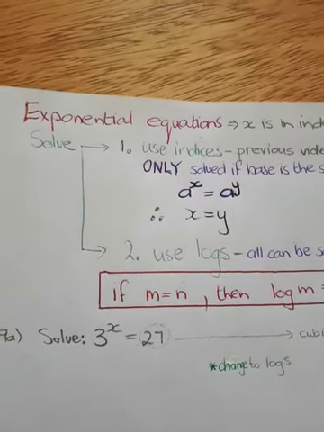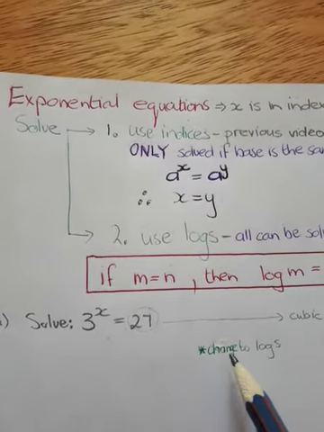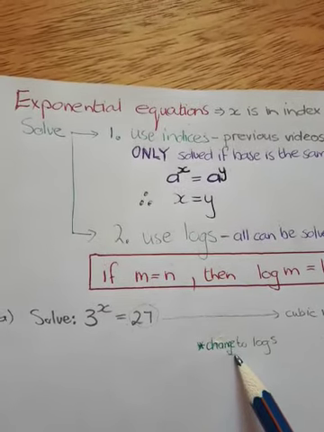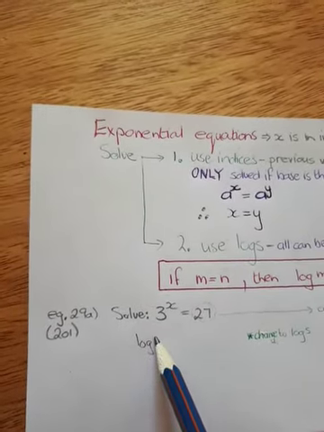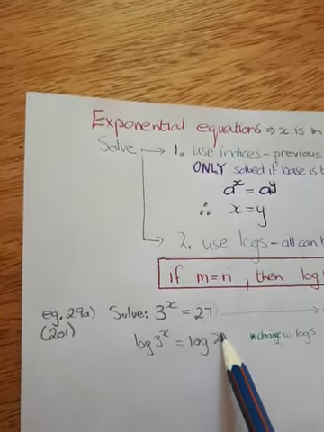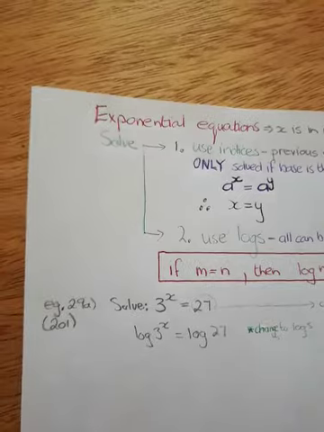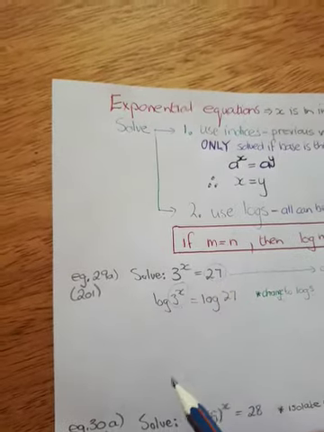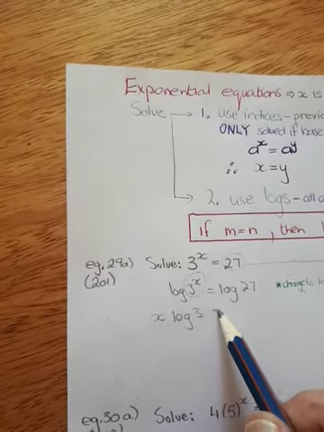So we've got 3 to the power of x equals 27. The first step is to change both sides to logs, so we take the log of each side. The left-hand side becomes log of 3 to the power of x, equals the log of 27. Now if you look at the left-hand side, you should recognize the power law of logs. So that becomes x log 3 equals log 27.